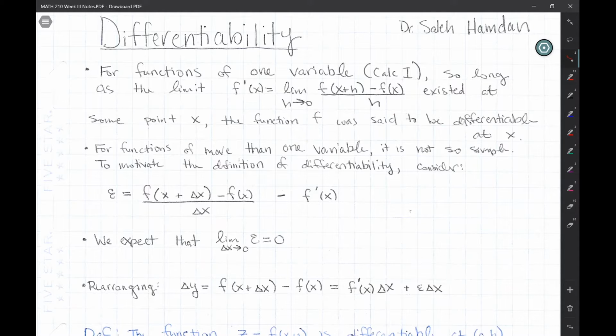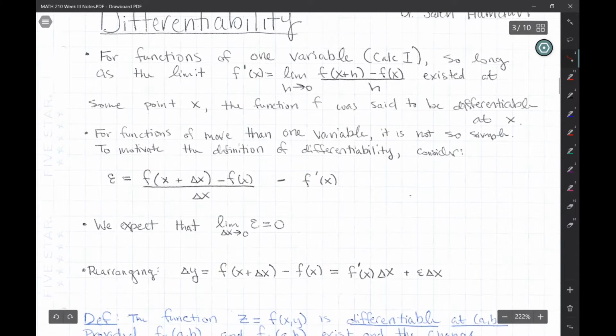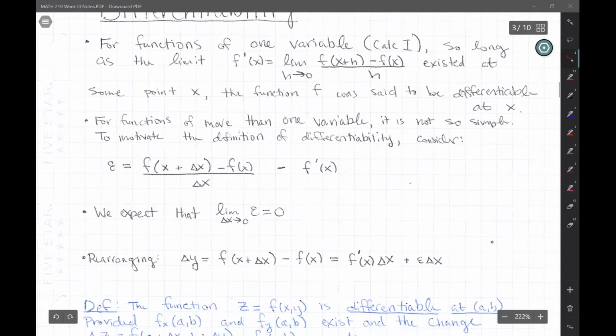Well, in functions of more than one variable, the story is not so simple. In fact, you could have the limits existing, but the function still not be differentiable, and we'll take a look at an example like that. So we can look at differentiability of Calc 1 in another light using this epsilon.